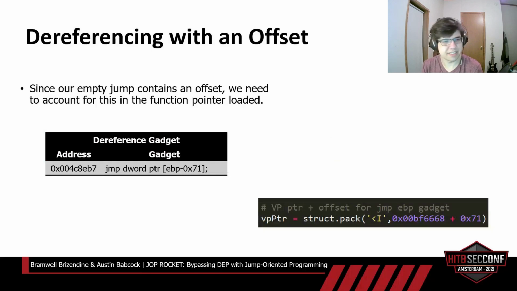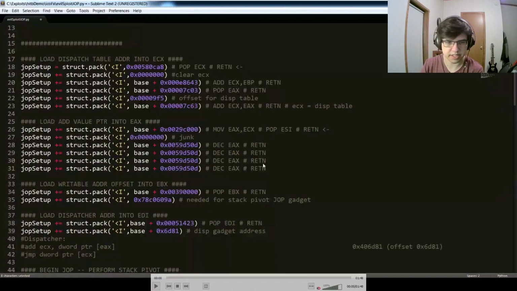Another thing that we have in this exploit is our dereferencing gadget, and this dereference has an offset in it, and that's really not a problem at all. All we have to do is make sure that we're adding that offset to the pointer in the value that we supply there. We can see our screenshot from our code in the bottom right. We just have the pointer to VirtualProtect, and then we're adding that 71 offset, so we take care of that with our gadget.